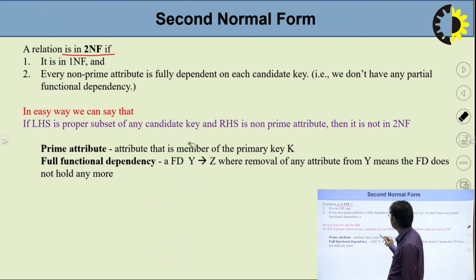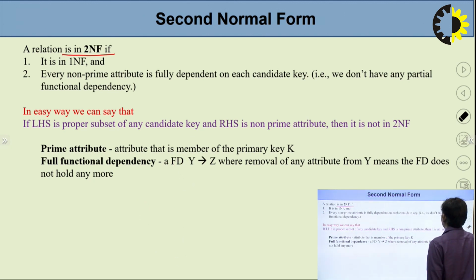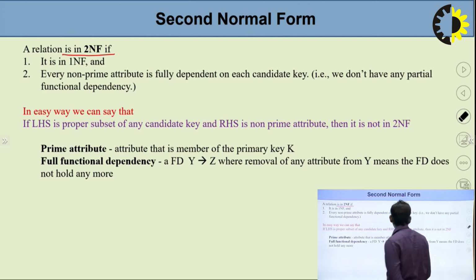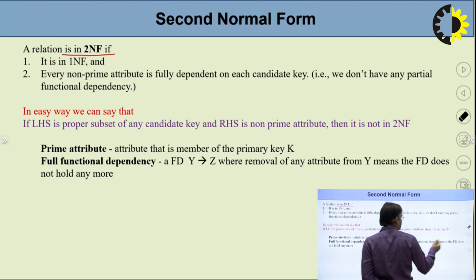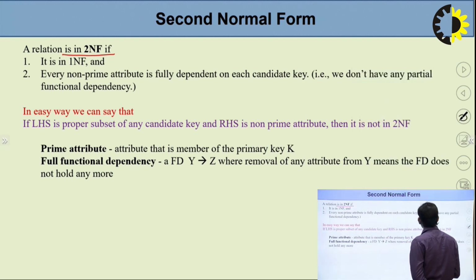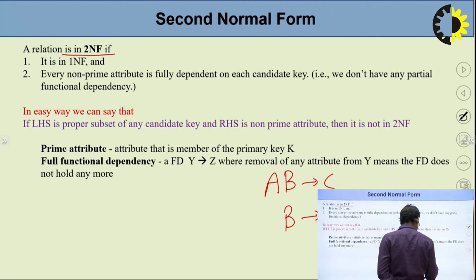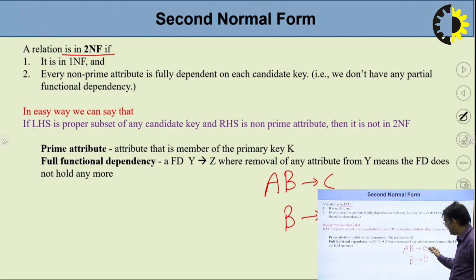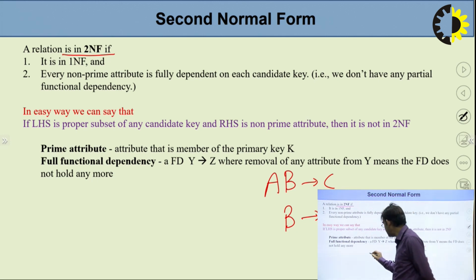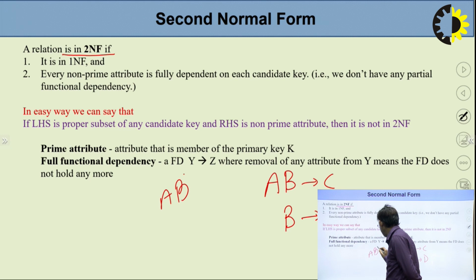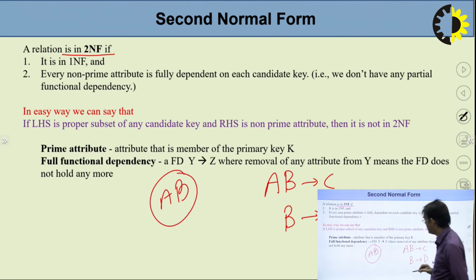Now we have to understand the concept of fully functional dependency and partial functional dependency. Let's suppose there is a functional dependency AB tends to CD. We have to understand this example. Let's suppose AB tends to CD and B tends to D. Clear? We have two FDs, and here AB is the candidate key. A and B are both combined. If we combine two attributes, that becomes the candidate key.